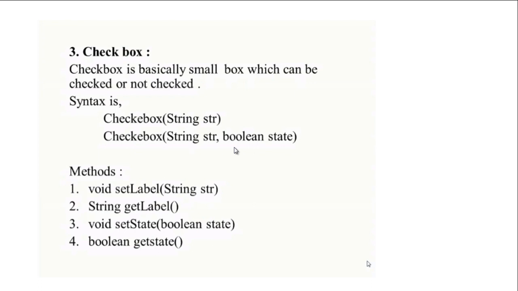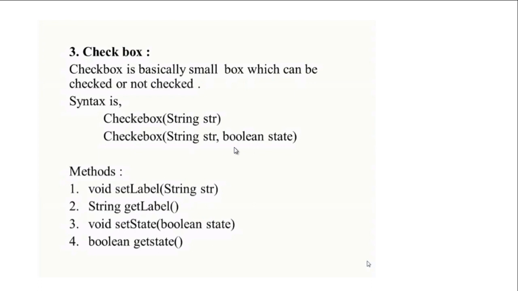Then what are the methods of checkbox? There are 4 methods of checkbox. First is void setLabel(String str). Here we can give a label to a checkbox with the name str. Then the second one is String getLabel(). By using this method we can retrieve the name of the checkbox.